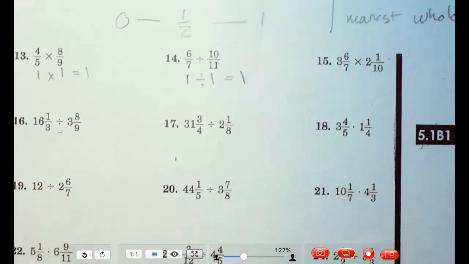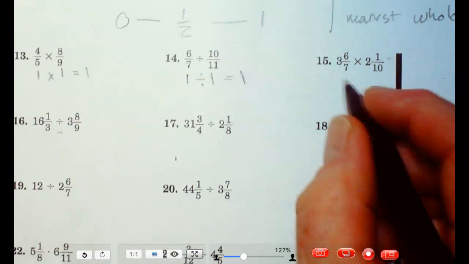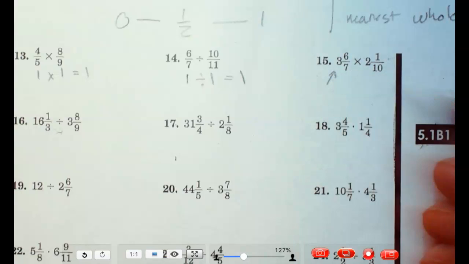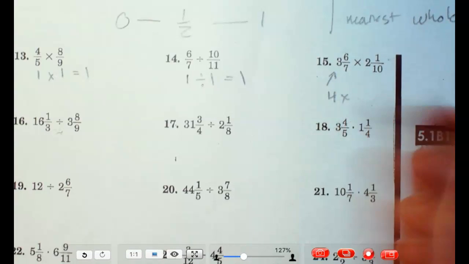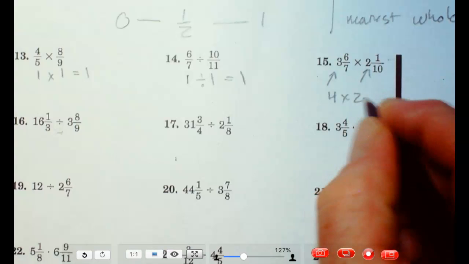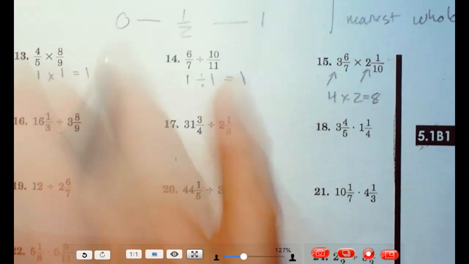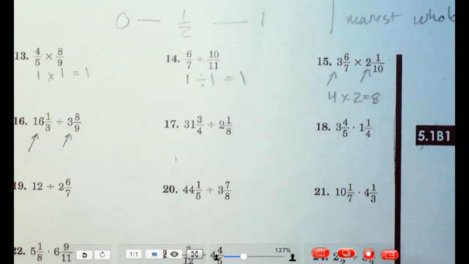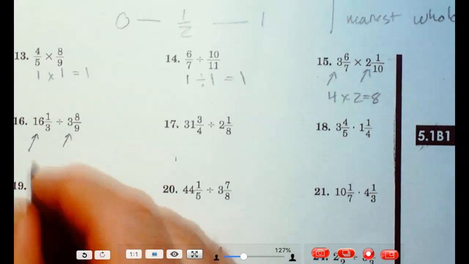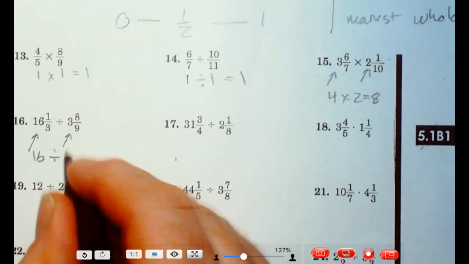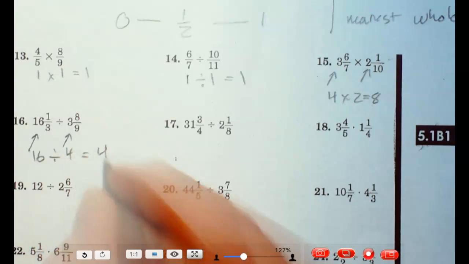All right, this one here is 3 6/7. Well, 6/7 is almost a whole. So again, we're looking here. Is that closer to 3 or 4? This is closer to 4. And again, we're looking here. 2 1/10. Is it closer to 2 or 3? This is closer to 2. This one down here, we have 16 1/3. Well, 16 1/3, that's closer to 16. 3 8/9, that's closer to 4. 16 divided by 4 is 4.